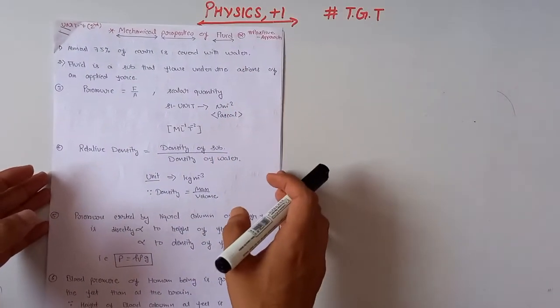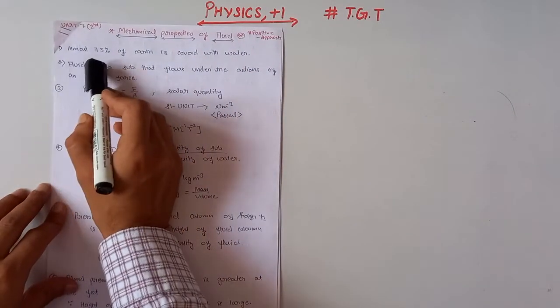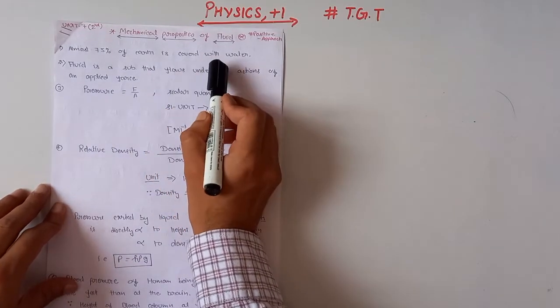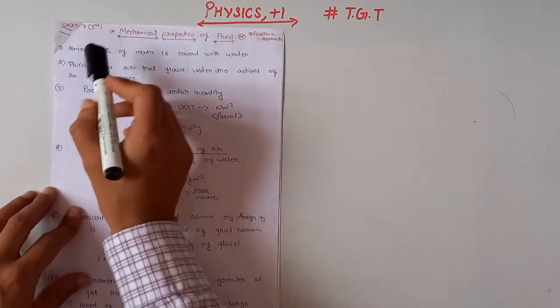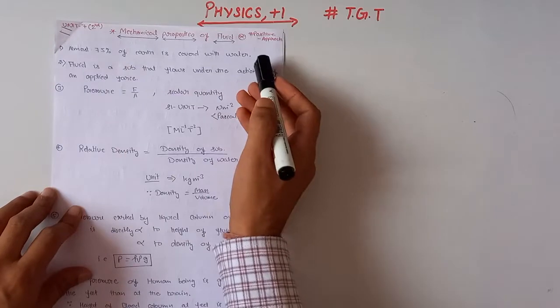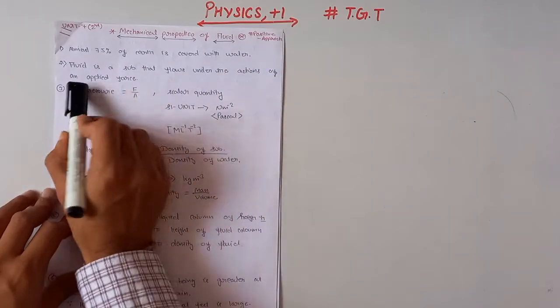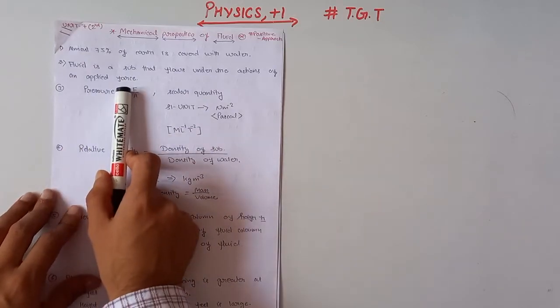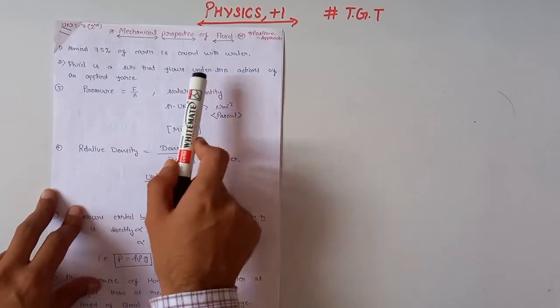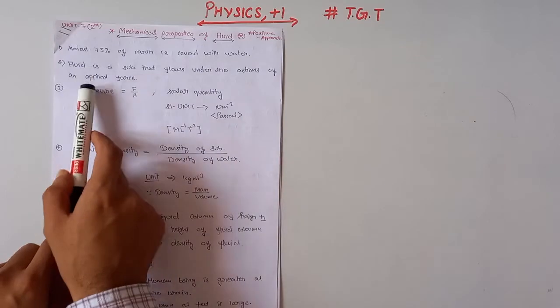Our first important key point is almost 75% of earth is covered with water. How much percent of earth? 75% of earth is covered with water. A fluid is a substance that flows under the action of an applied force.